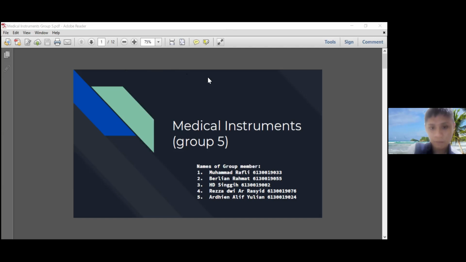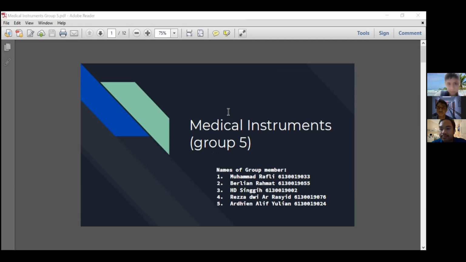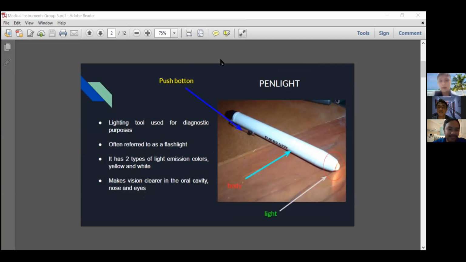Okay, first, this is the pen light. What is a pen light? A pen light is a lighting tool used for diagnostic purposes and often referred to as a flashlight. It has two types of emission colors, yellow and white, but we usually use yellow. What is the function of this pen light? The function of this pen light is to make vision clearer in the oral cavity, nose, and even ear. So this is about the pen light.